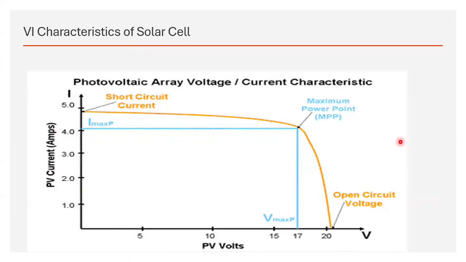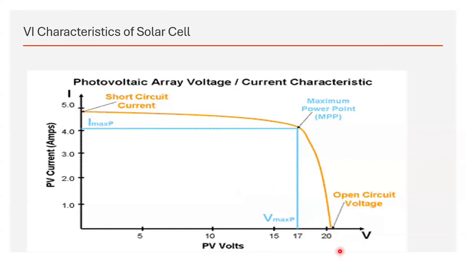Now, what is the VI characteristics of a solar cell? If you do not connect any load across the solar cell, the voltage will be quite high. We call it open circuit voltage. Similarly, if we short circuit the positive and negative terminal across this solar cell, then it leads to a very high current. I have a few videos downloaded from YouTube. I will show you how hazardous it is.